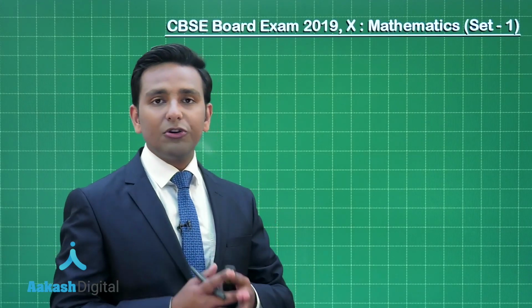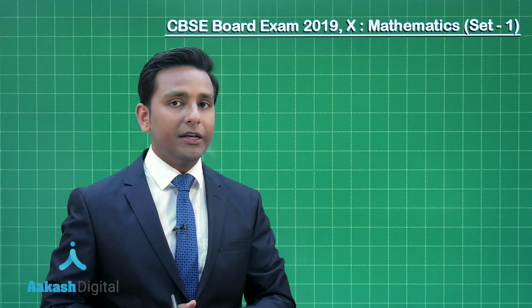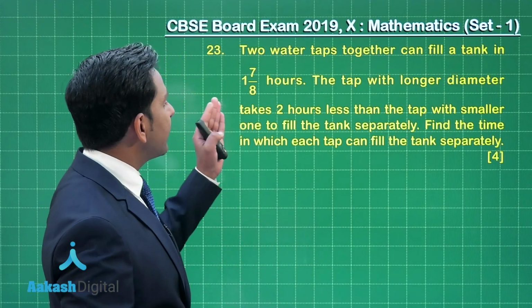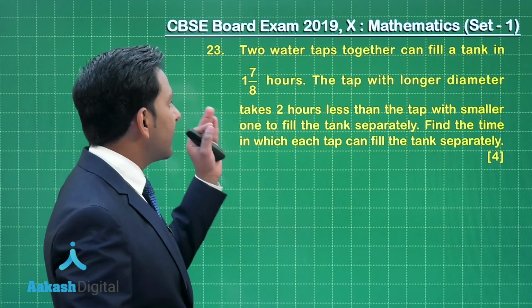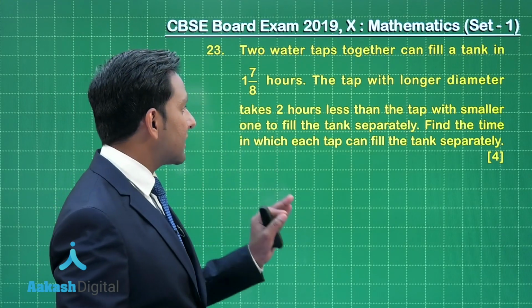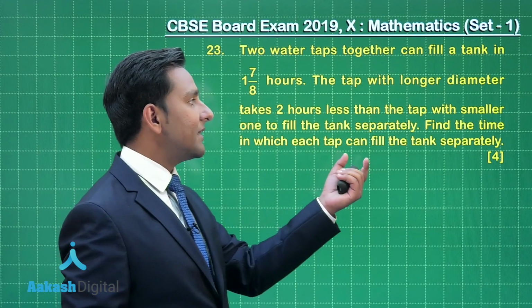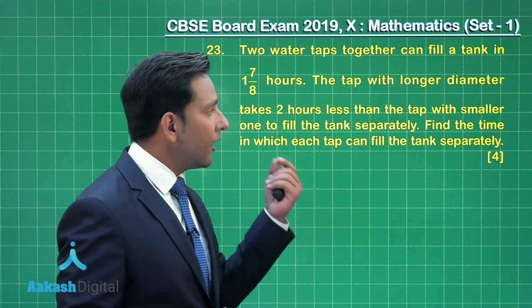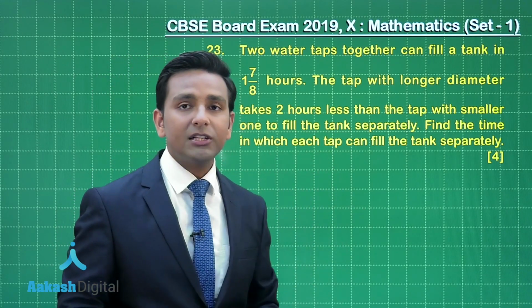Now let's discuss the solution of section D, that means question numbers 23 to 30. Each question carries 4 marks. Question number 23 says two water taps together can fill a tank in 1 and 7/8 hours. The tap with longer diameter takes 2 hours less than the tap with smaller one to fill the tank separately. Find the time in which each tap can fill the tank separately.